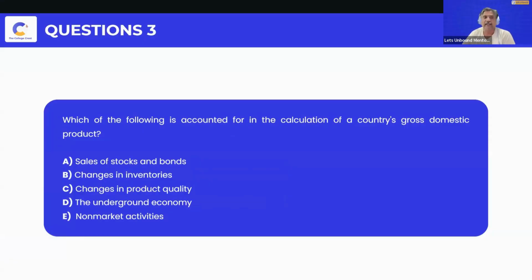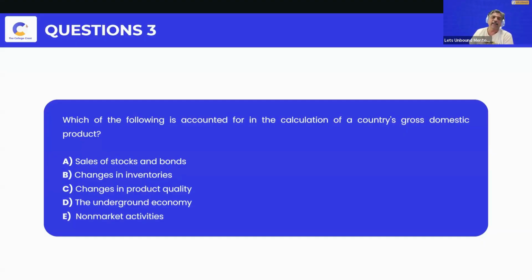Moving on, question 3, it says which of the following is accounted for in the calculation of a country's gross domestic product? Okay, so this is from that third unit. As you can see, calculation of GDP, if we are talking about what would be included and what would not be included. So which of the following is accounted for? So out of the given options here, if we consider sales of stocks and bonds, changes in inventories, changes in product quality, underground economy, non-market activities.